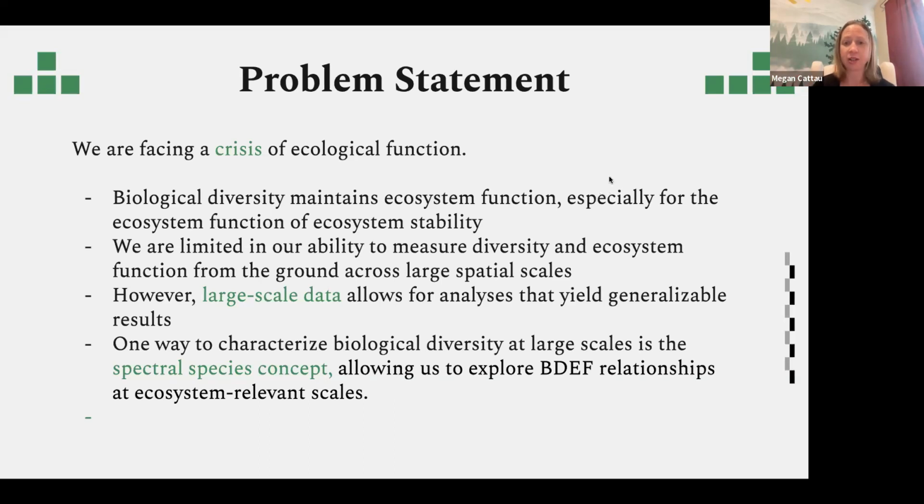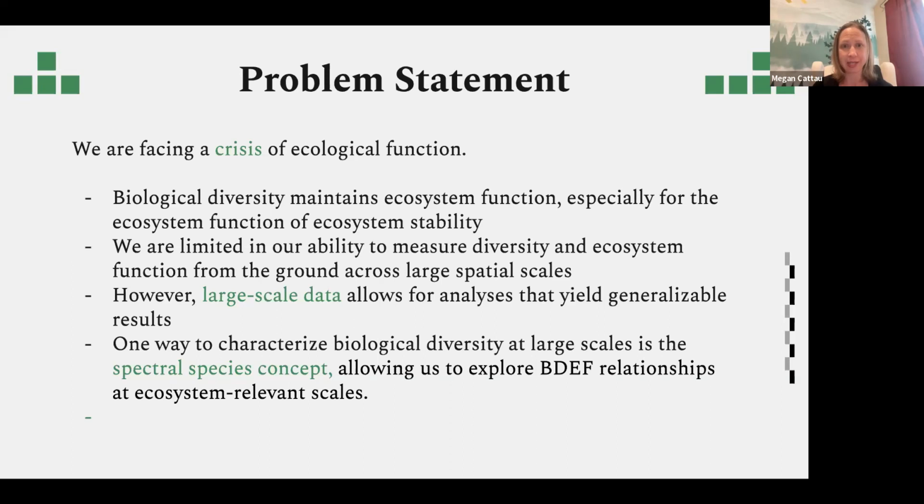Biological diversity has long been posited as critical to maintaining ecosystem function. And a biodiversity ecosystem function relationship, or BDEF, has been demonstrated across a range of conditions. There are extensive studies demonstrating that ecosystem function is decreasing as the number of species in a community decreases. But given the intensive nature of field sampling, we're limited in our ability to measure biological diversity and ecosystem function from the ground across really large spatial scales.